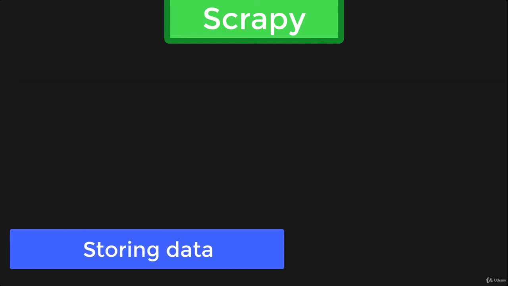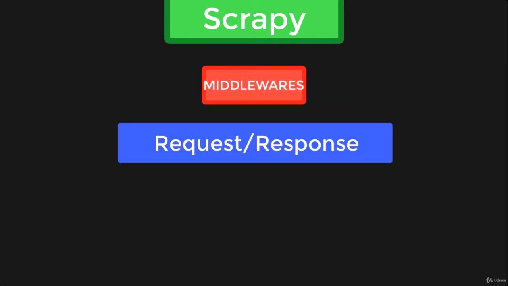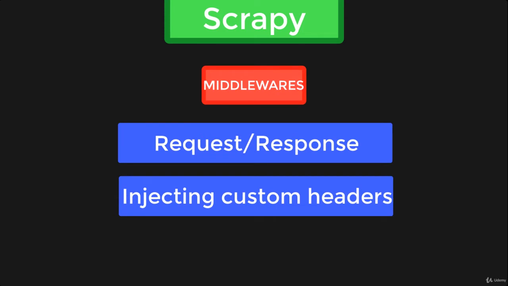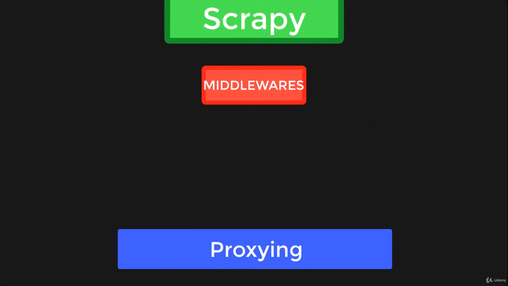Now, the following component is the middlewares component, which has everything to do with the request sent to the website and the response we get back from that website. For example, if we want to process a request by injecting custom headers or we want to use proxies, we can do that through a middleware. I know this might sound confusing at the moment, but as we go through the course, you will understand more.